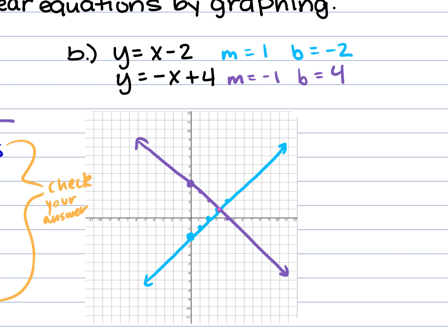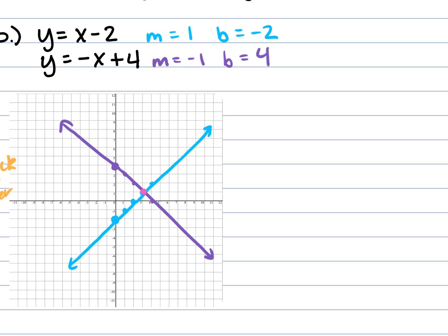Once we have our two lines, we want to see at what point do the two lines intersect. What point is that? 3, 1. Perfect. We go to the right 3 and up 1. That's where the two lines intersect. Now we want to check our work. So check the answer. What's my x? 3. And that means y is 1.